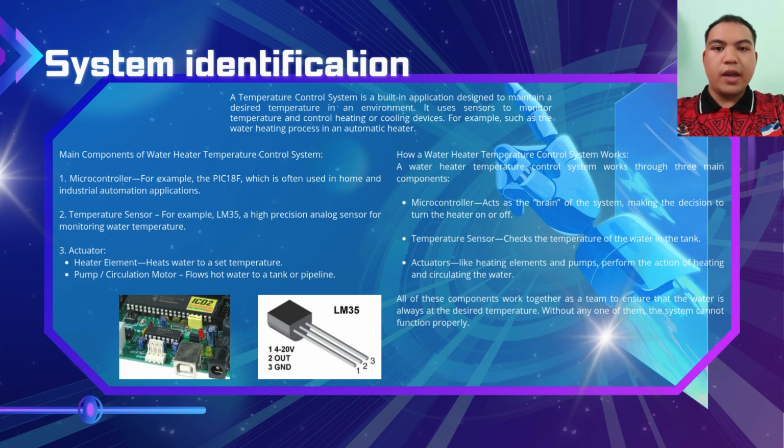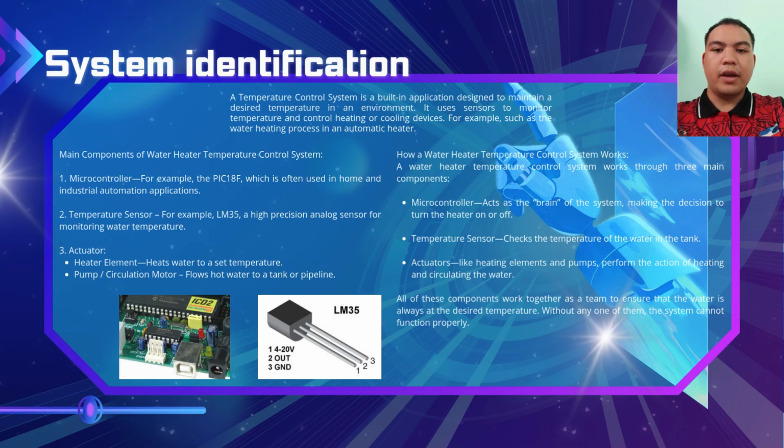So we begin with system identification. A temperature control system is a built-in application designed to maintain a desired temperature in an environment. It uses a sensor to monitor temperature and control heating or cooling devices. A common example is the water heating process in an automatic water heater.